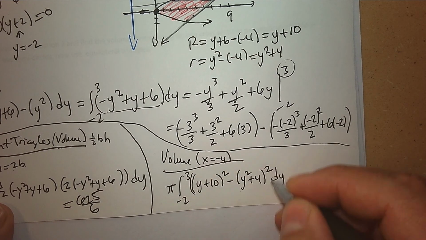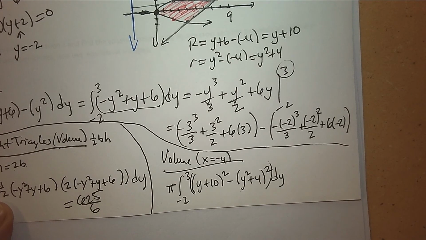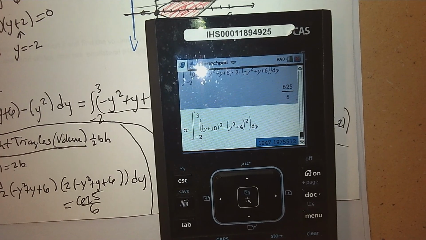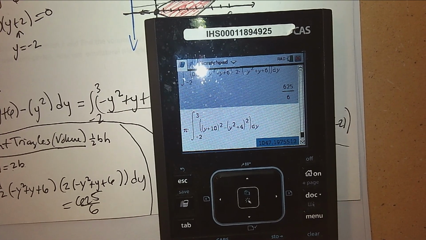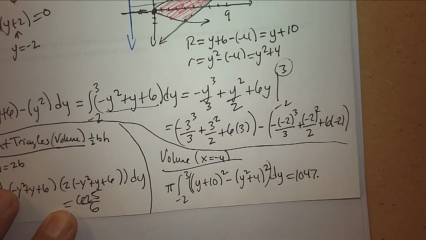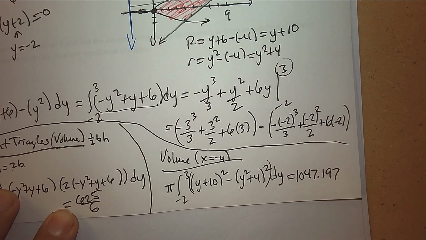We need another set of parentheses when we put that in the calculator. So you try it. I already have it in my calculator, so I'll show it to you. So when you type it in your calculator, that's what it looks like. And you get the answer 1047.197. So press pause. See if you agree with me when you type it in your calculator, and you're done.